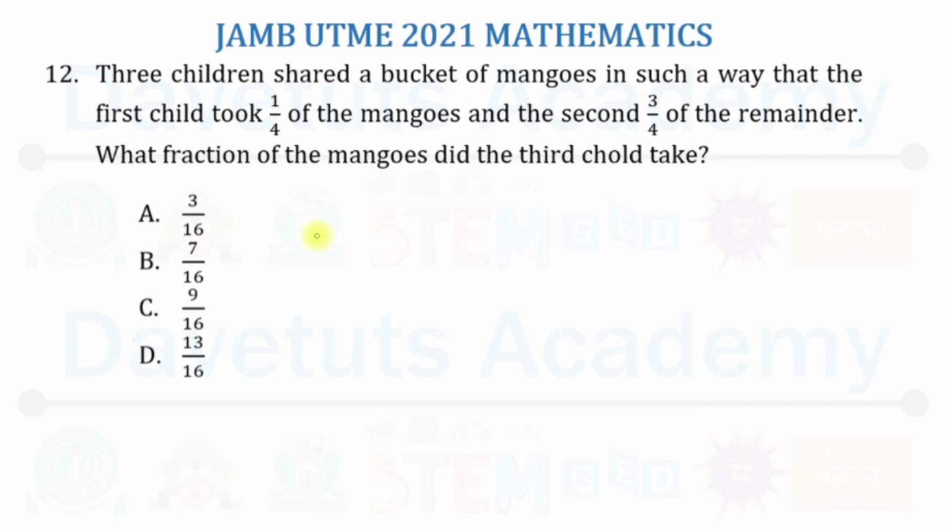In this word problem on fractions, we are told that 3 children shared a bucket of mangoes in such a way that the first child took 1 over 4 of the mangoes, the second took 3 over 4 of the remainder. We need to note that it's not of the original share, but of the remainder. Then we have to get the fraction of mangoes that the third child took.